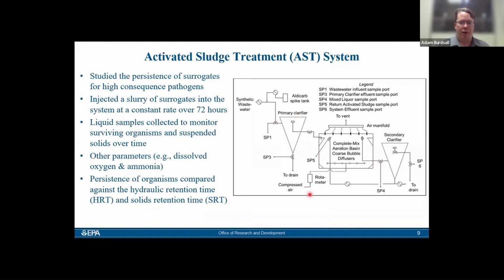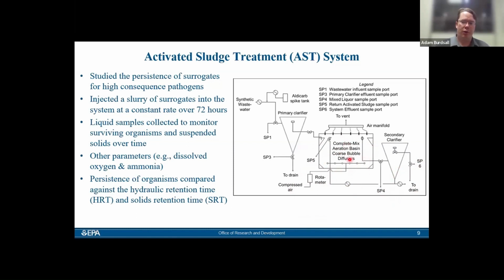So going from left to right, we have our primary clarifier, which is where we simulate the introduction of the pathogen. The aeration basin in the center is split into 6 chambers with coarse bubble diffusers to keep the oxygen levels up. And then the secondary clarifier is on the right, where some of the materials get discharged from the system and some of it gets recirculated back to the aeration basin as return activated sludge, or RAS.